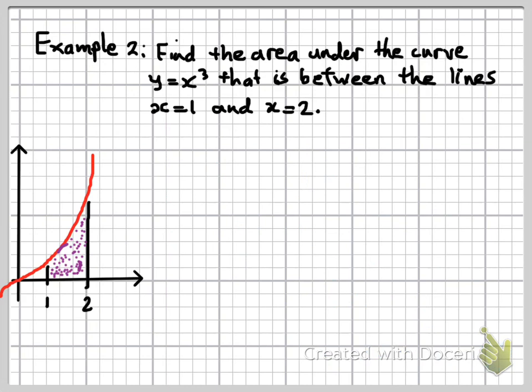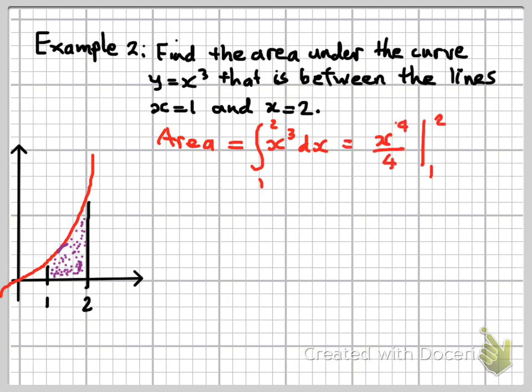Let's see another example. Find the area under the curve y equals x cubed, that is between the lines x equals 1 and x equals 2. The picture you have in mind is as shown here beside me. It's always good to have a picture in mind if you can. So that's the picture. We want that area in that space there. And for what we've talked about a few minutes ago, that means that we want to take the definite integral of the curve from 1 to 2.